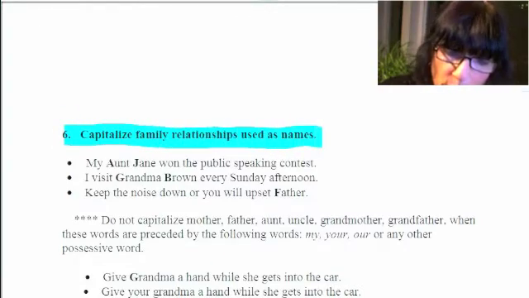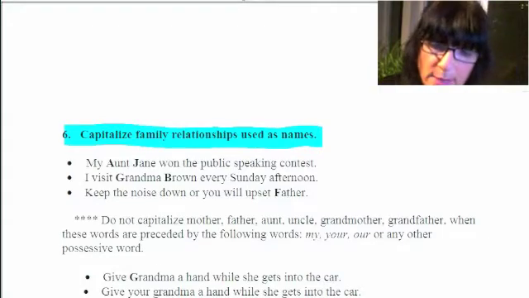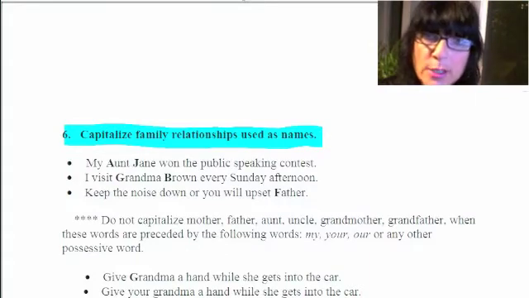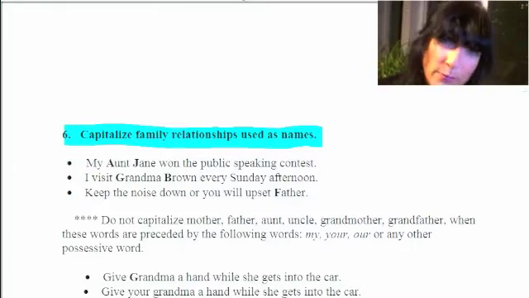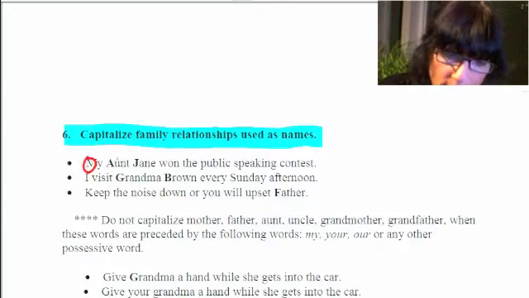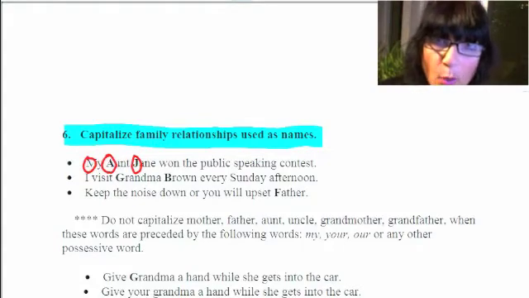The sixth rule for the use of capitals is you capitalize family relationships when you're using them as names. Let's take a look at the example because rules are tricky, but when you actually look at examples more closely, I think it reinforces the rule and it makes it easier for you to understand and also to remember. The first example, my Aunt Jane won the public speaking contest. Of course, you always start with a capital. And her family relationship, her title is Aunt Jane. So you'd have to capitalize both. If you just said your aunt was coming over, it's not her title, so it wouldn't be capitalized. But you're calling her by her title, Aunt Jane, so it's capitalized.